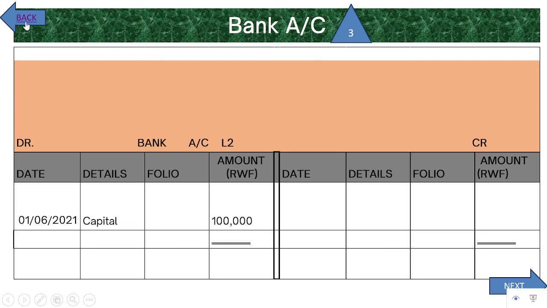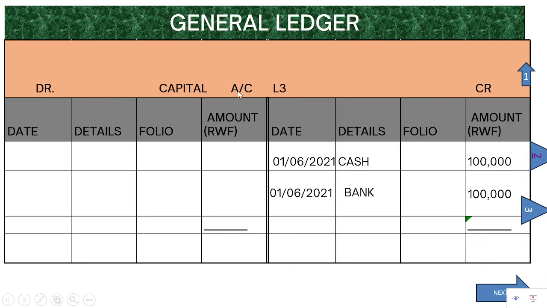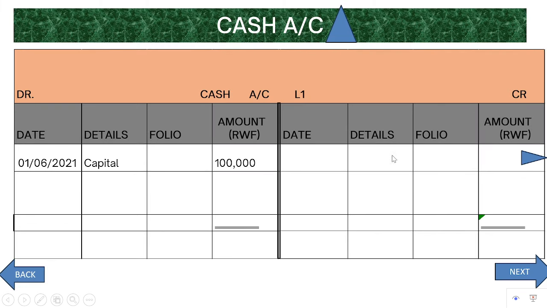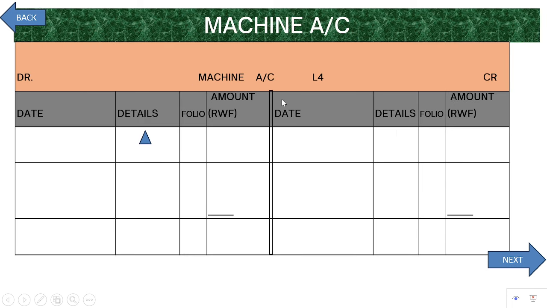But for the second transaction, we are going to need the cash account. That's why we are coming back to the cash account. Why? The second transaction states that we bought a machine by cash. We paid cash. So we have to go to the machine. We are increasing the asset account, the machine account. We bought it for 80,000 Rwandan francs. In the details, we have to put cash.